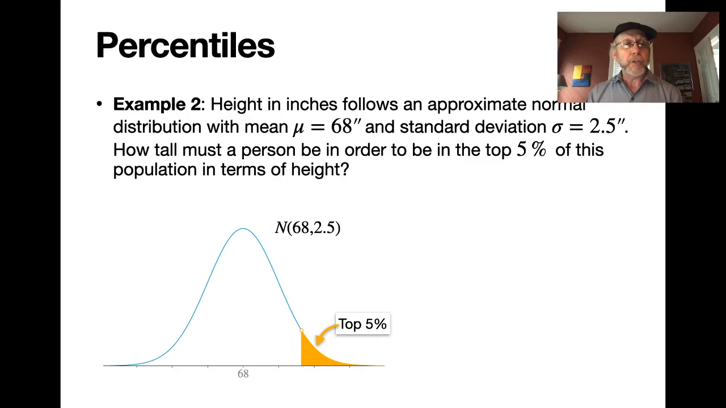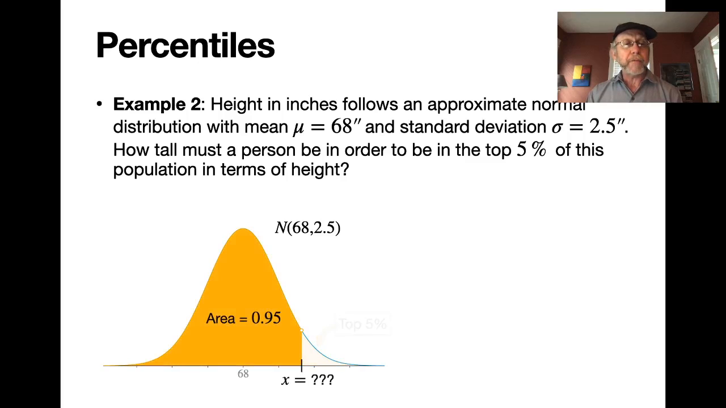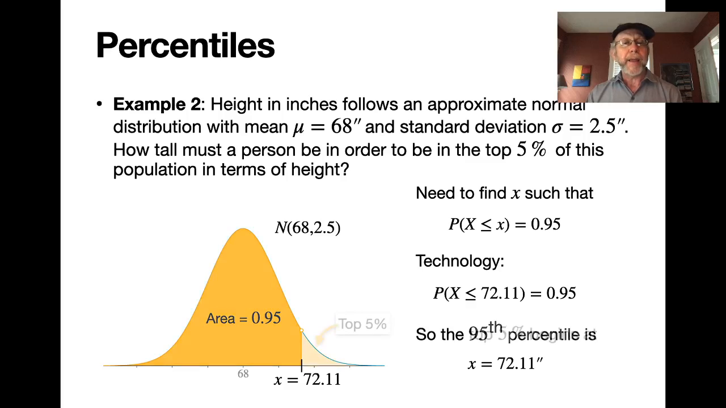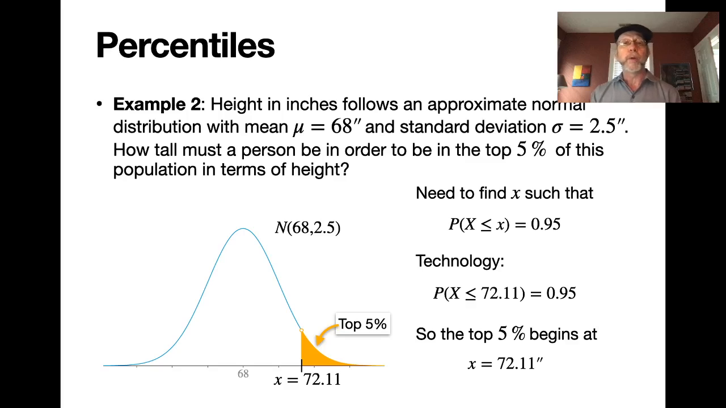To convert that into a percentile, you just find the corresponding left tail, right? The left tail would be 95% because the left tail and the right tail together have to add up to 100%. So the percentile corresponding to the top 5% would be the 95th percentile. And we need to find the value of x, that's the upper bound of that left tail region. So again, we would go to SALT or some other calculating tool and find that value. Turns out to be 72.11 inches. So the 95th percentile of our height distribution is 72.11 inches. And therefore, the top 5% of the height distribution begins at 72.11 inches.